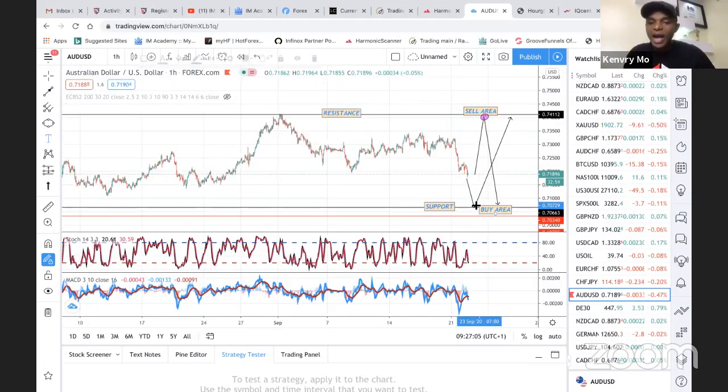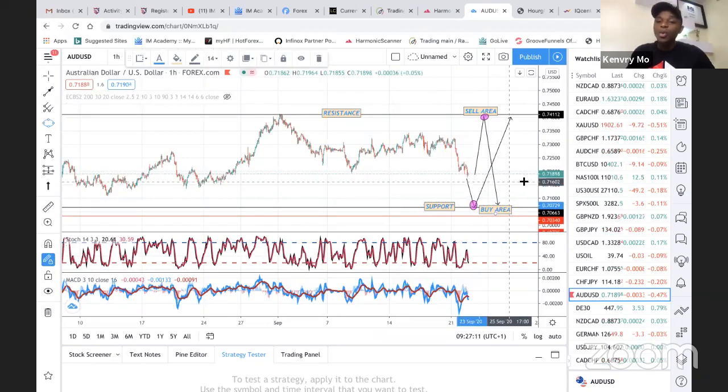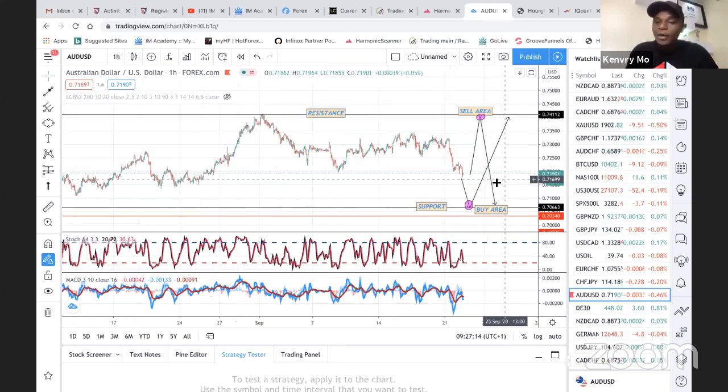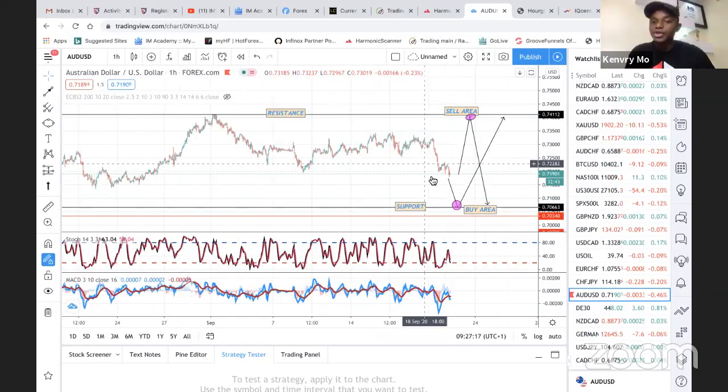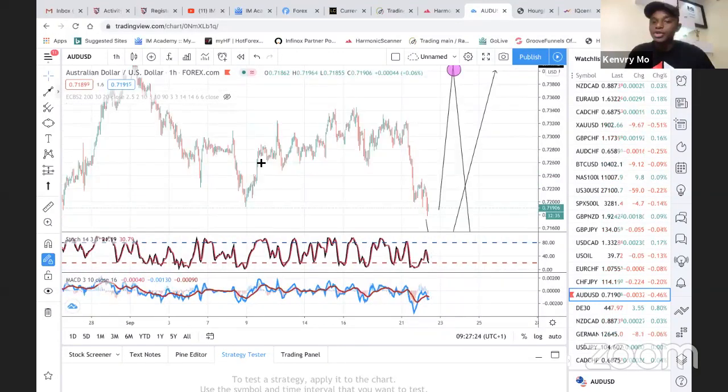So how are you going to know it's going to work? When you trade it, when it gets there. Now some people might say, okay, this is still far. It might take a while to finally get there. So what do you do? You break it down, chop the chart down.